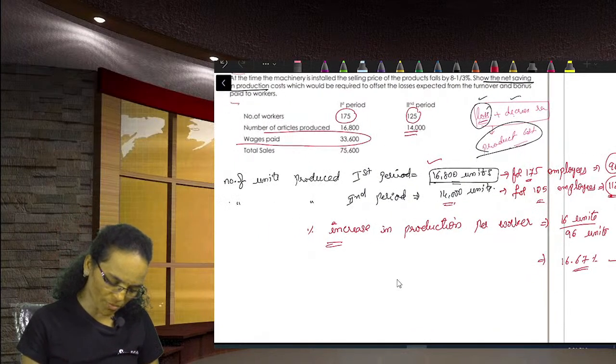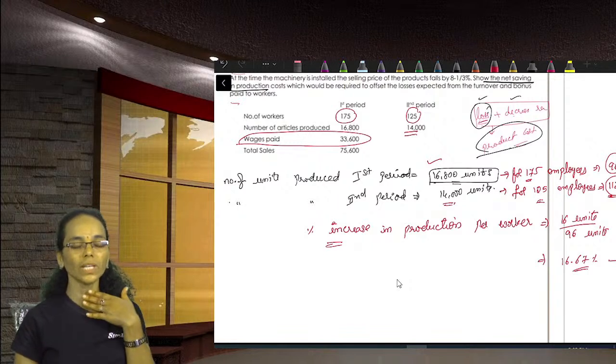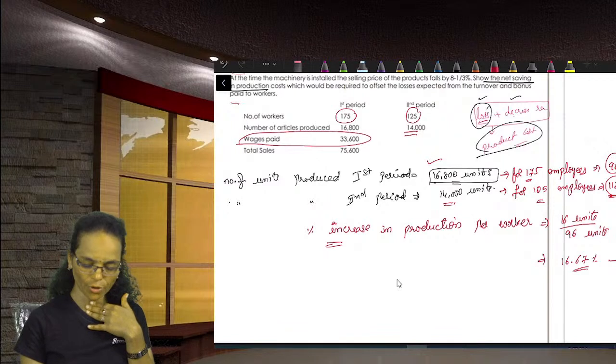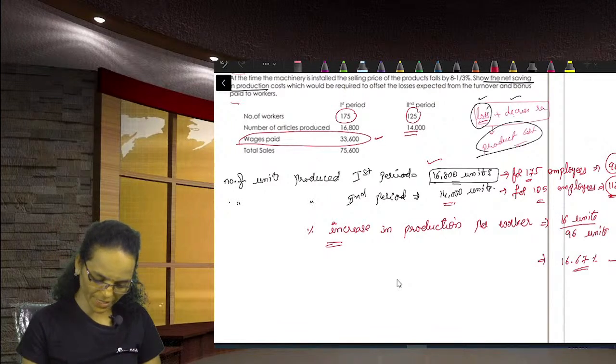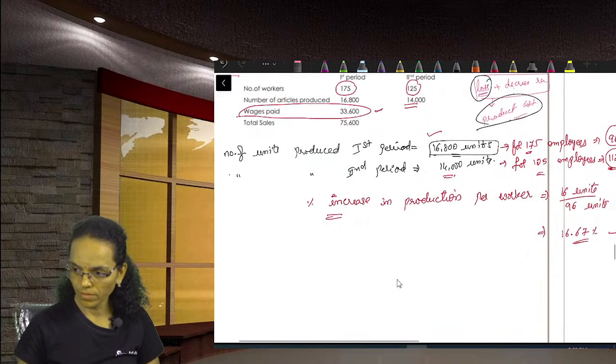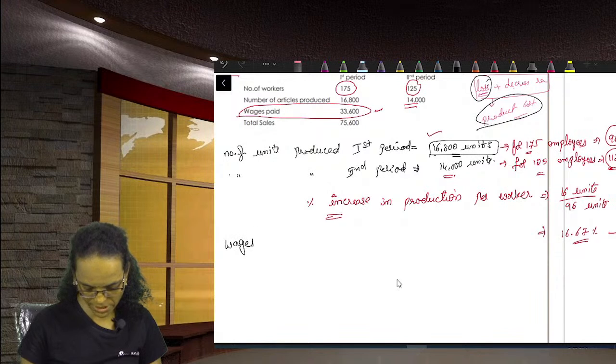Last time we paid how much? 33,600 rupees we paid as wages. Now we will calculate wages for the first period.